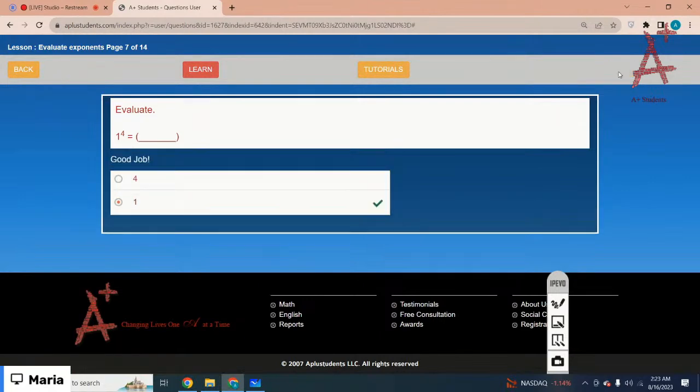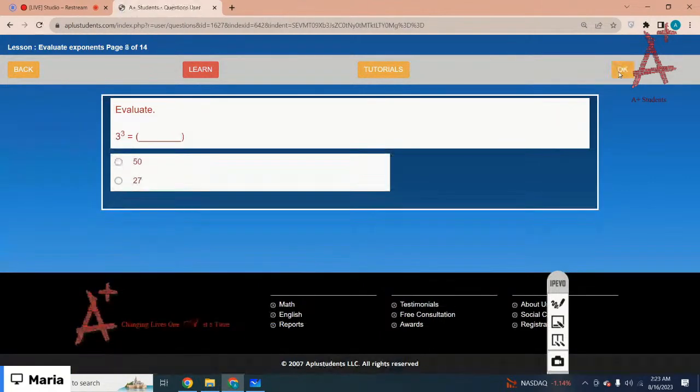Okay, the next one is 3 exponent 3. So which is the correct option? So you have to evaluate 3 three times, right? You have to do 3 times 3 times 3. 3 times 3 is 9, and 9 times 3 is 27. So the correct option is very good. That would be 27.